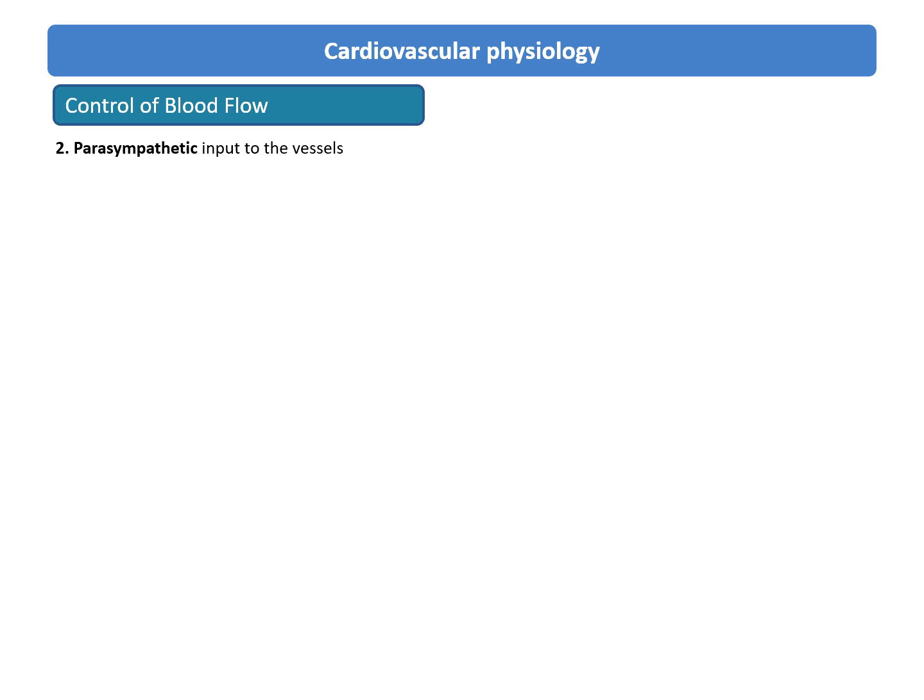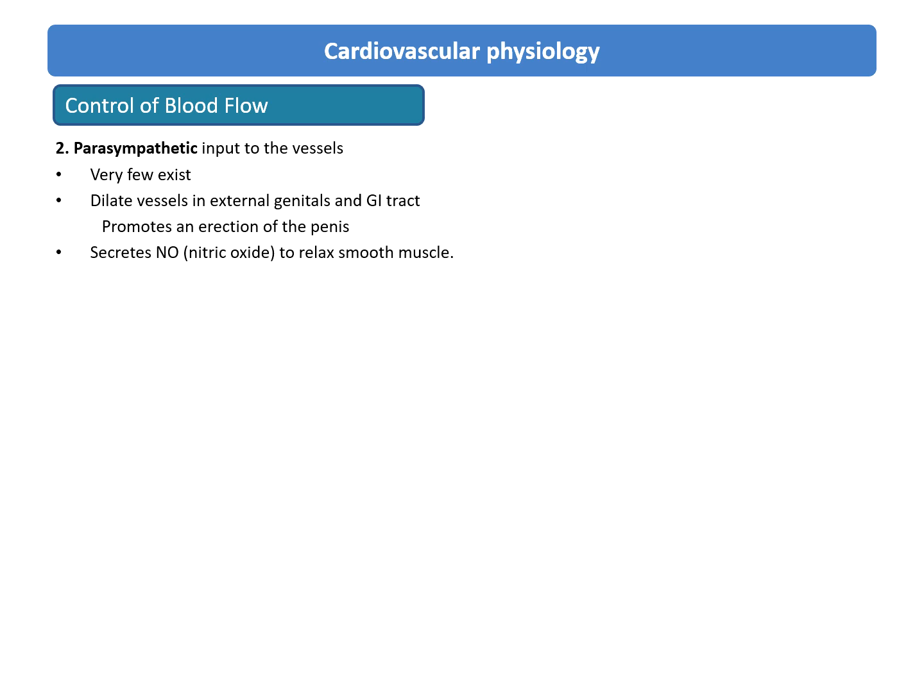The parasympathetic input to the vessels is almost non-existent, very few. They dilate vessels in the external genital organs and the GI tract. For example, they promote the erection of the penis. They function by secreting nitric oxide to relax smooth muscle.